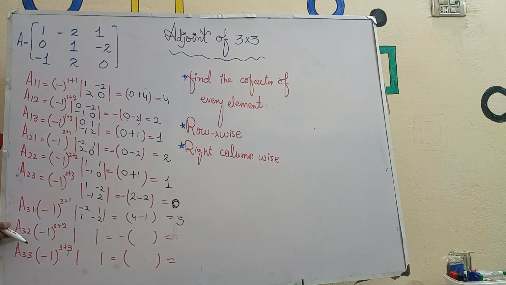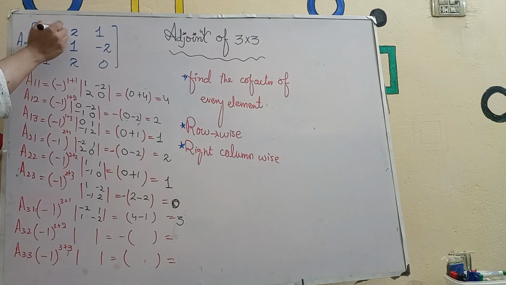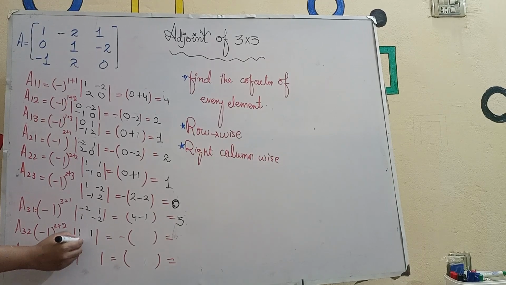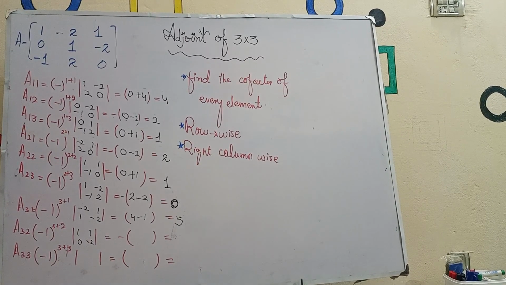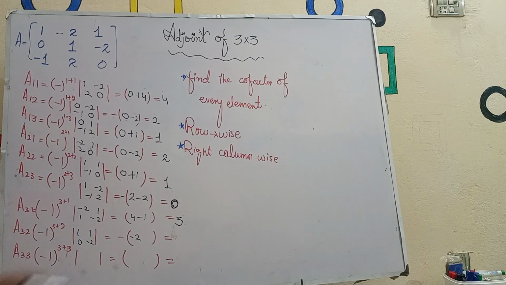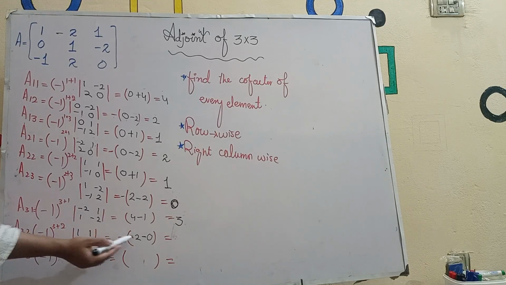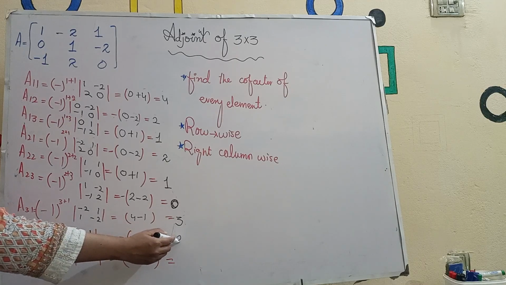Then we are going with third row, second column. We are eliminating these and we are left with the elements 1, 1 and 0, minus 2. So let's solve it. What we are left with, 1 multiplied by minus 2 becomes minus 2, and here 1 multiplied by 0 becomes 0, whether it is even or positive or negative. So here 3 plus 2 becomes 5, that is an odd number, so the sign remains negative over here. So minus into minus, we are left with positive 2.